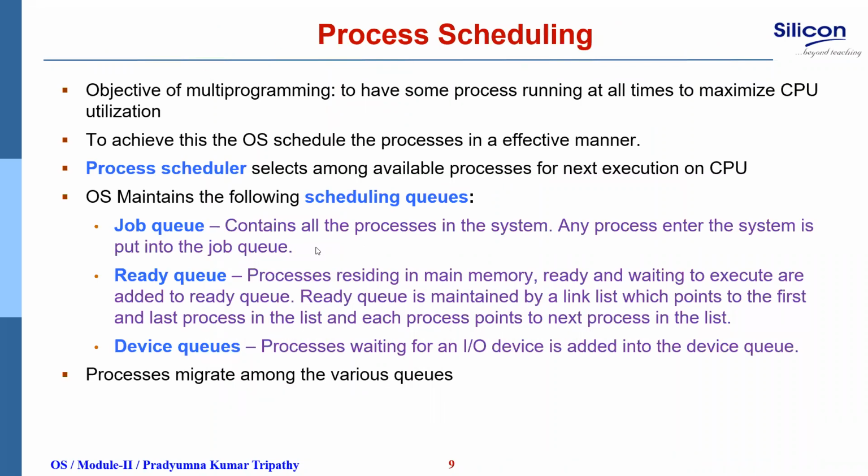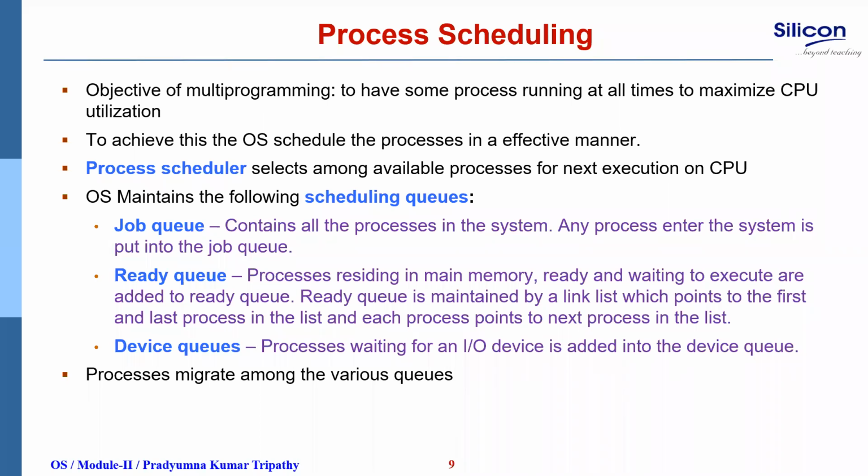Okay. So first we have the job queue. The job queue is where all processes enter, so we put them in a queue, that is the job queue. The ready queue holds the processes that are ready for execution and waiting for the CPU. And we have seen how it is in the form of a linked list.